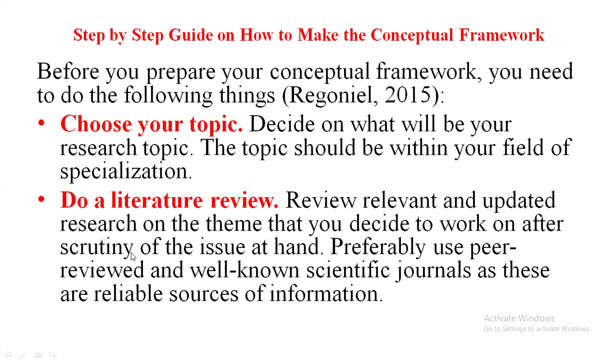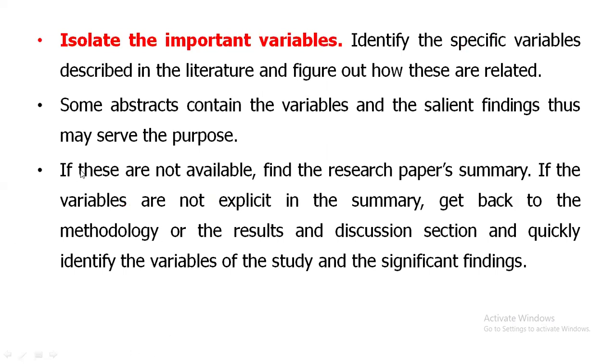Preferably use the peer-reviewed and well-known scientific journals as these are reliable sources of information. Isolate the important variables and identify the specific variables described in the literature and figure out how these are related. Some abstracts contain the variables and the salient findings, thus may serve the purpose.